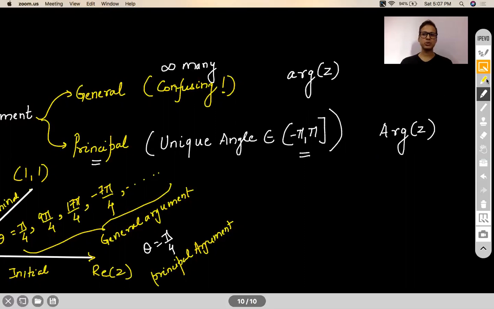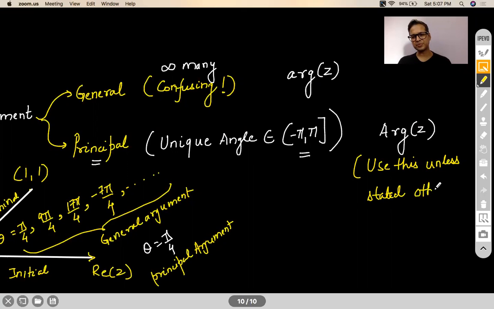In your Indian books, unless stated otherwise, they always talk about the principal argument. So use this unless stated otherwise. So if the question says the argument of so and so complex number is so and so angle, of course you'll come to know whether it's a principal argument or not, because your principal argument will always fall between minus pi to pi, minus pi excluded, pi included.